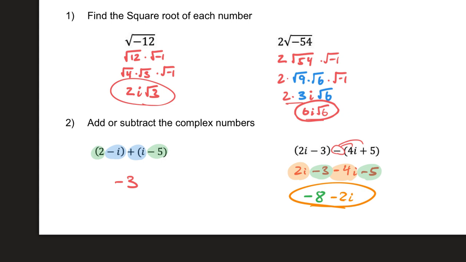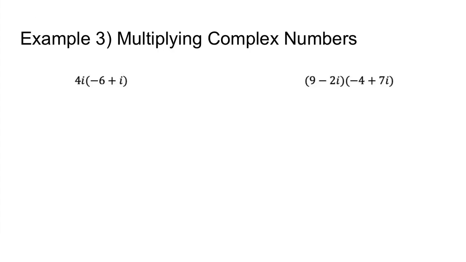Let's see what multiplication looks like. Multiplication is going to be pretty much exactly like distributing, like when we had the distributive property. We're just going to take the number that's on the outside here and distribute it into our parentheses. That's going to be exactly the same.